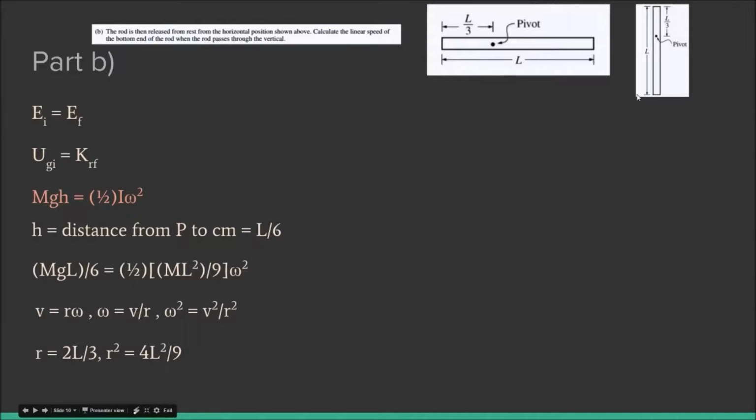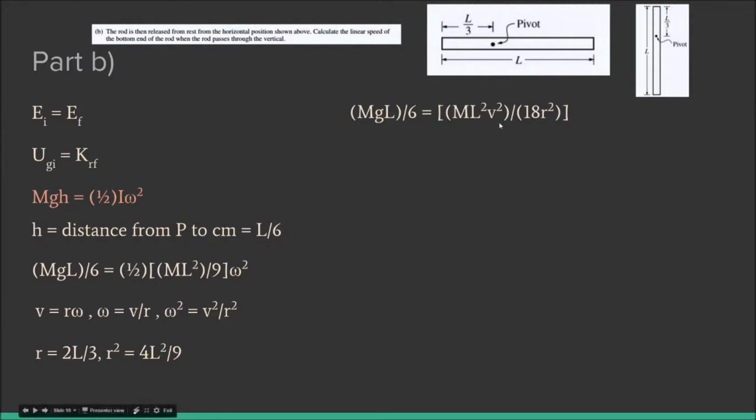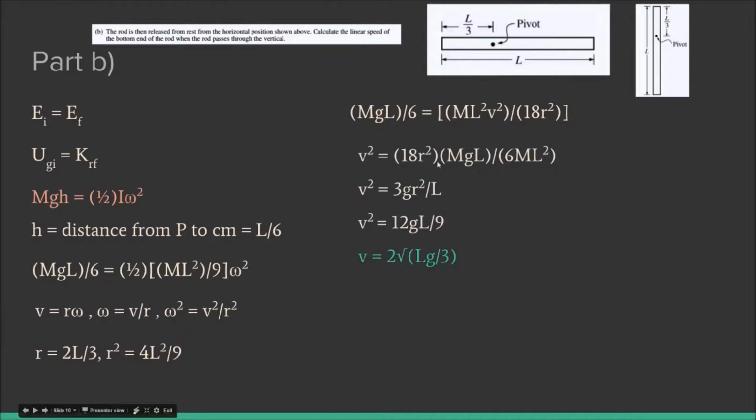So we're analyzing the bottom of the rod from the pivot. Now, the pivot to the bottom of this rod is a distance of 2L over 3, so that's why we use 2L over 3 for our radius here. And r squared is 4L squared over 9. And plugging everything in gives us this equation. I haven't plugged in the r squared yet, but I do that in the next couple of steps, just to make it a little bit easier to see my variables while I'm working.